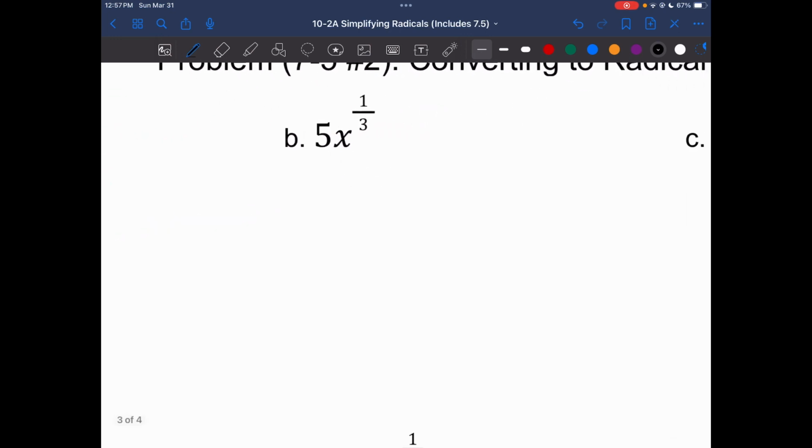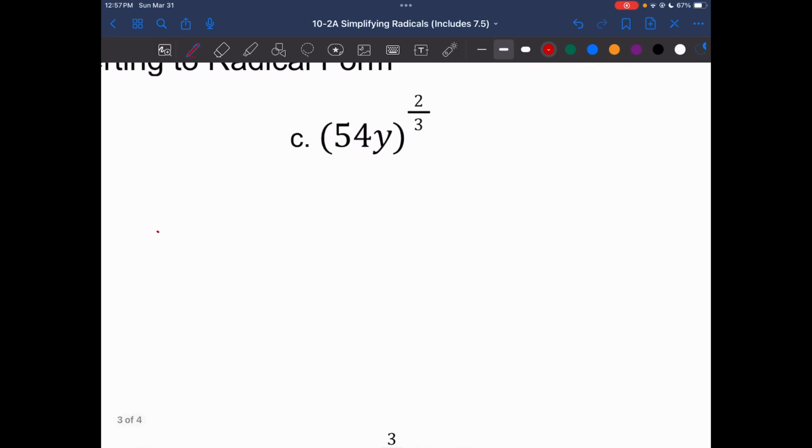So letter B, we have 5 times x to the 1/3 power. I want to point out one thing. Your exponent is only on the x. There are no parentheses there. That means that 5 stays out in front. Nothing happens to the 5. It stays out in front. It is not being affected by that exponent. So we have a denominator of 3. So we have the 3rd root of x to the 1st power. So we have 5 times the third root of x.